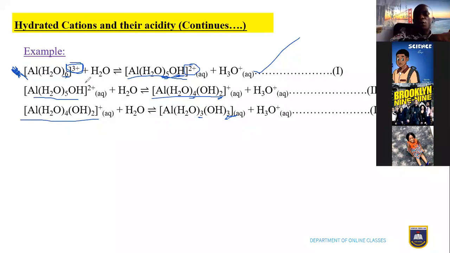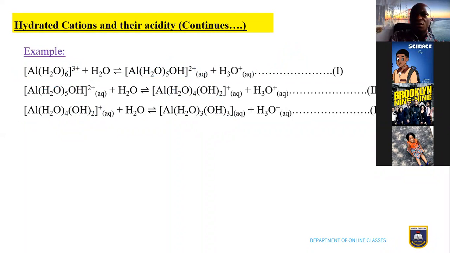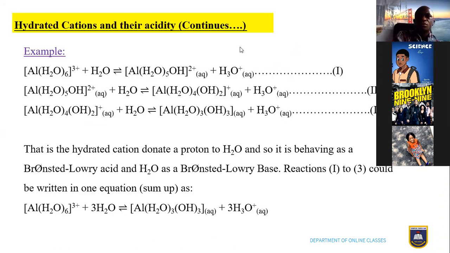Then if you add the 3 equations, this will cancel this. This will also cancel this because they are like terms. If you consider the equilibrium sign as an equal sign, when one crosses over you have a minus, so if you add, it becomes 0. This is what eventually gives this overall equation. If you add these 3 equations, you come up with this overall equation.